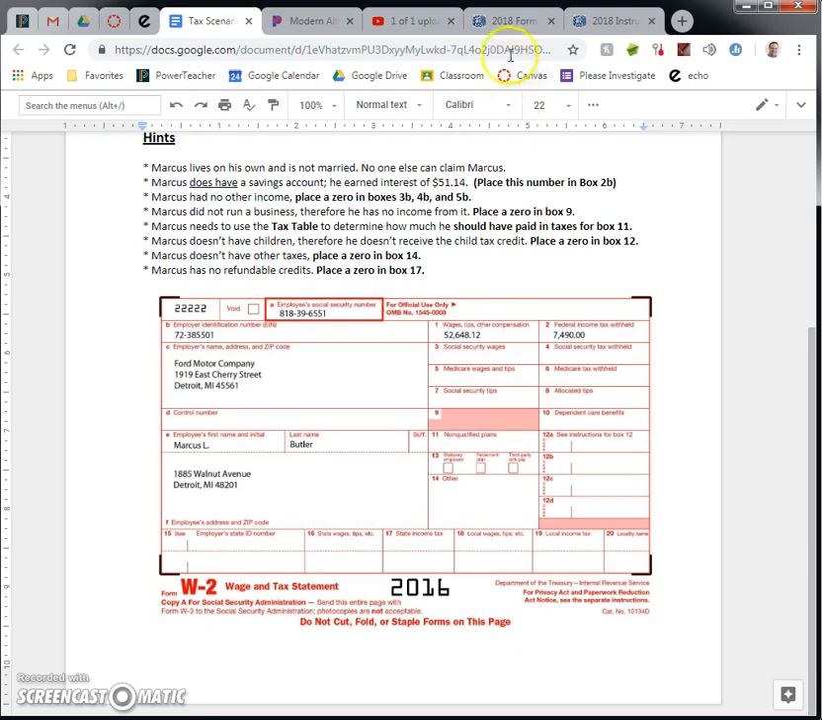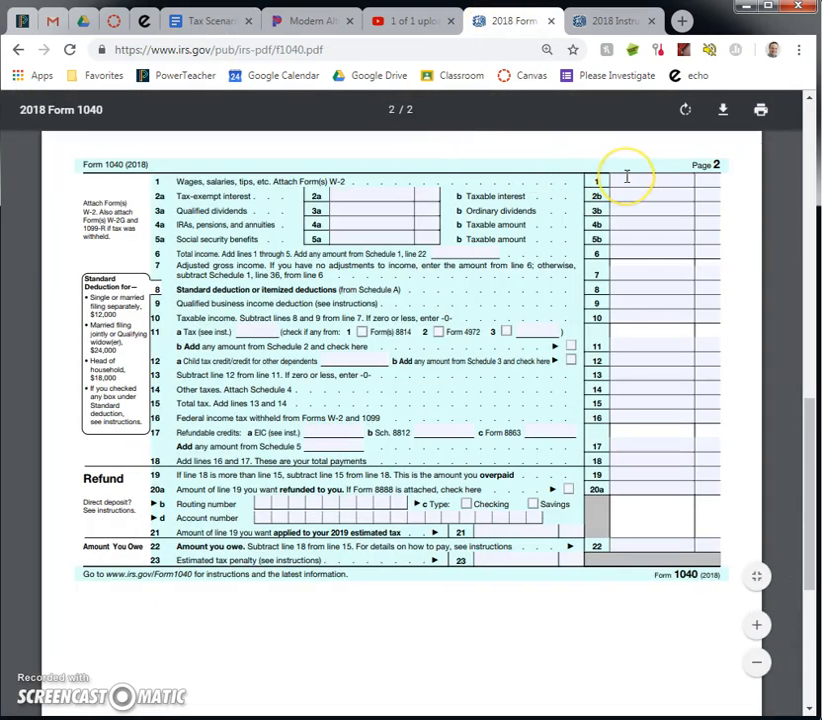That's pretty good for Marcus, especially a 24-year-old. So we are going to put that in box one. And reminder from last time, the government prefers you to use whole dollars, so we're going to round that 12 cents off. Okay. Boxes 2, 3, 4, and 5.